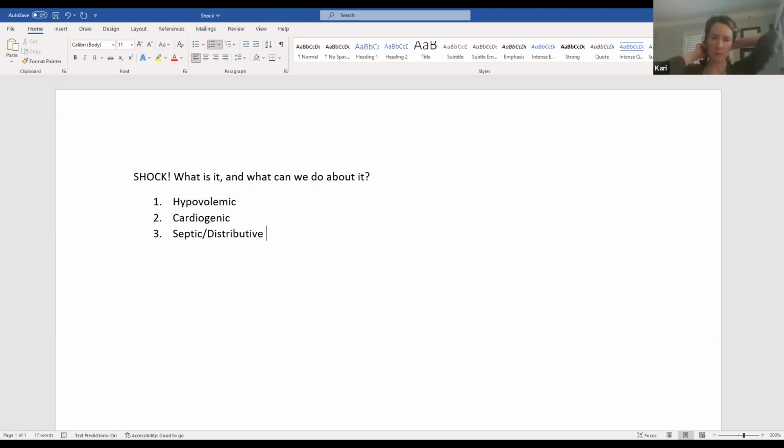And the other types of shock that some people have mentioned, neurogenic is kind of a smaller category. The decompensated and compensated that Britt mentioned kind of fits into this septic distributive shock. So we'll talk about that too. But these are the three big ones that I think we see most commonly in the emergency room that we're going to talk about today.